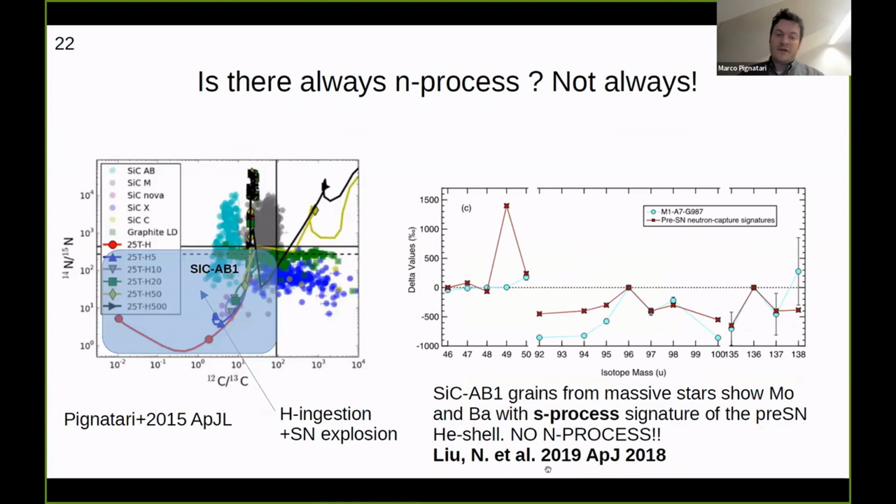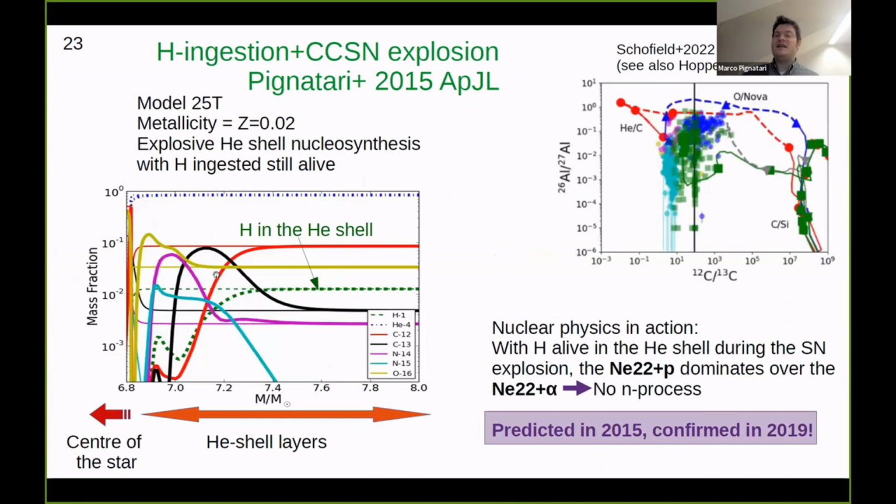There is a recent work from Nan Liu and collaborators, 2019, where they measured silicon carbide AB1 grains, those grains here, enriched in nitrogen-15, which we now understand are from core-collapse supernovae. They measured the heavy elements, in this case molybdenum and barium, and they are reaching the s process. There is no n process, and we understood this because we predicted that this was the case, since this specific type of grain carries the signature of hydrogen ingestion. Their progenitors were affected by hydrogen ingestion. Just before the supernova exploded, there was some hydrogen alive there.